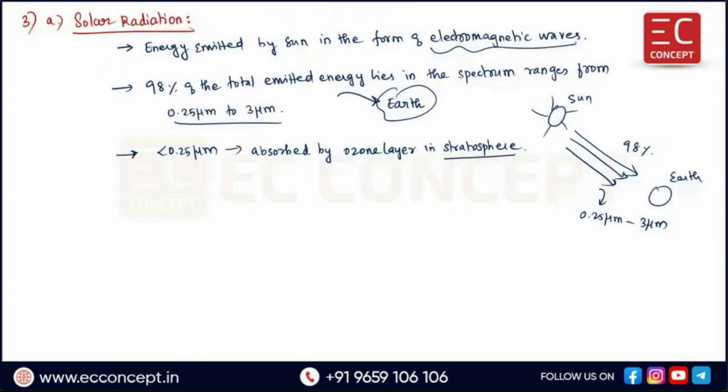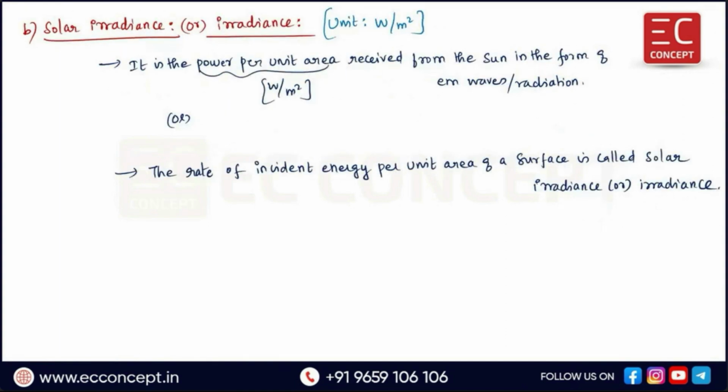So solar radiation is just an energy, that is, how much energy is coming out from the sun and reaching the earth in the form of electromagnetic waves. And irradiance is how much energy is available per unit area. How much energy per unit area is nothing but the power, so that is the rate of incident energy, that is power, per unit area of the surface.